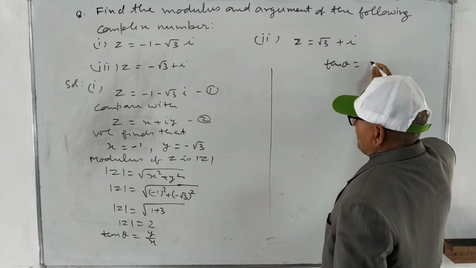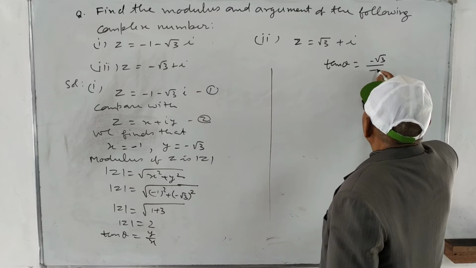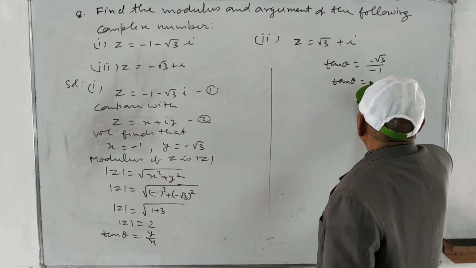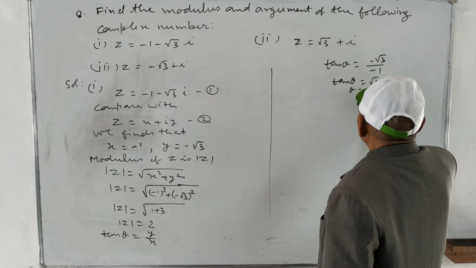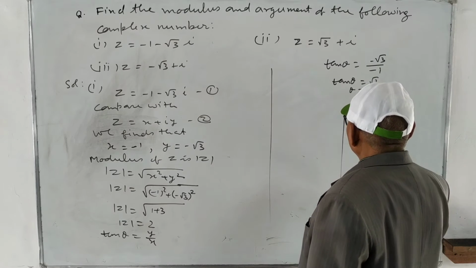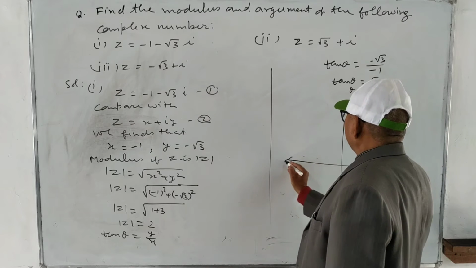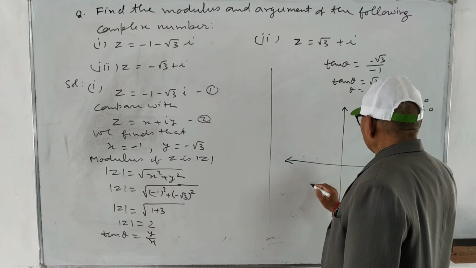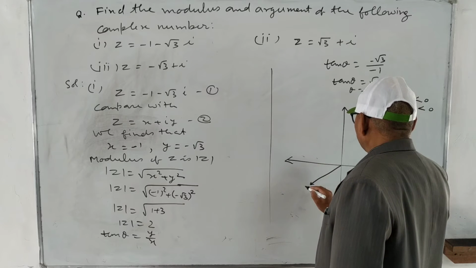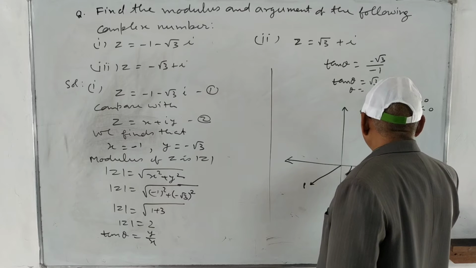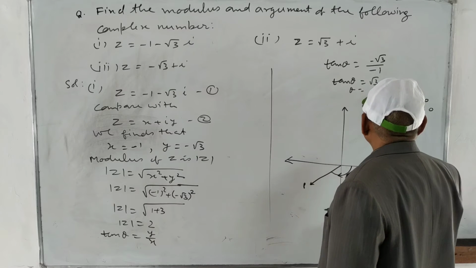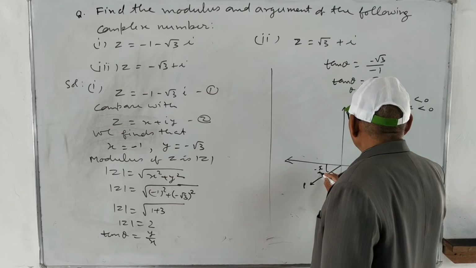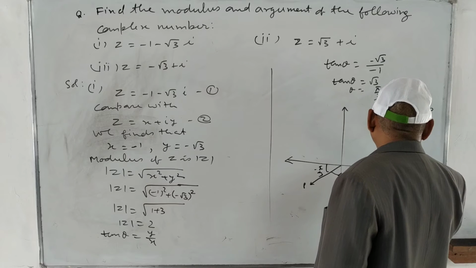Tan theta equals y, which is minus root 3, upon minus 1. So tan theta is equal to root 3, which implies that theta is pi by 3. So you see that x and y both are negative. Our x is less than 0, y is less than 0. Then our complex number is in the third quadrant. This is P. Your argument is theta. This is minus pi by 3 and this theta is minus 2 pi by 3.